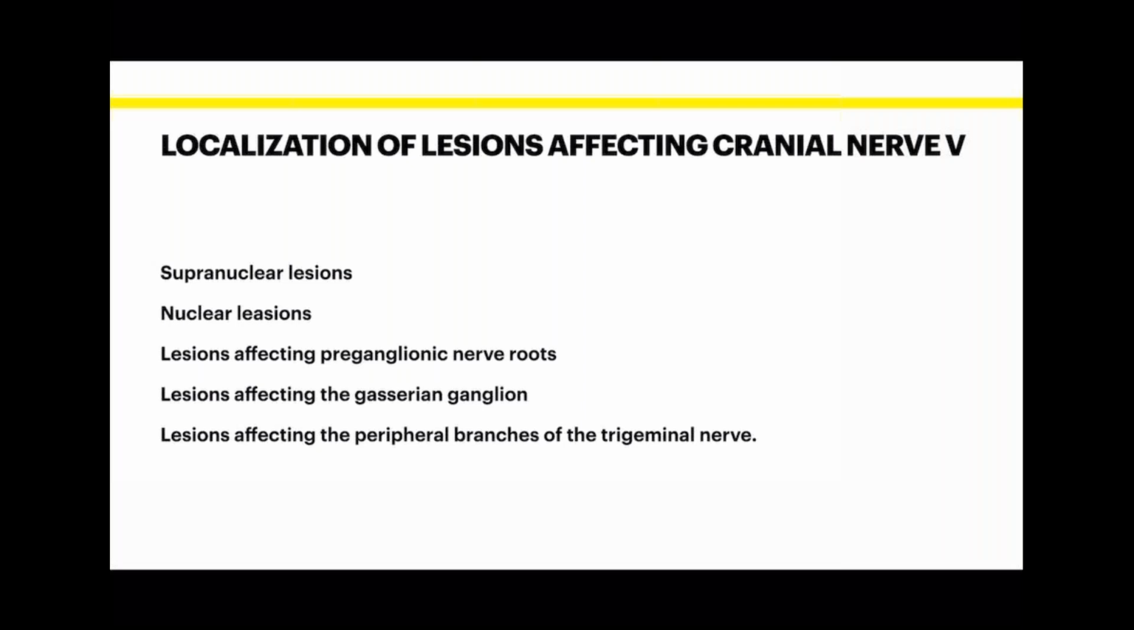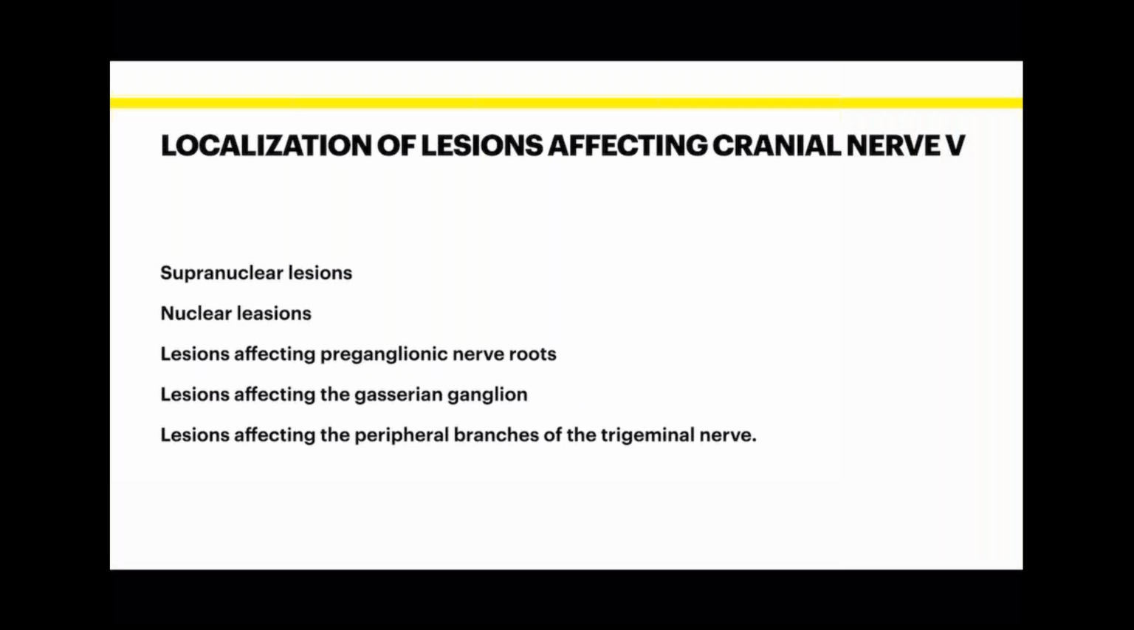Okay, I hope you can remember the anatomy from the pictures. We talked about the anatomy, the course of the trigeminal nerve, and how to test it. Then I will talk about the localization of the lesion affecting cranial nerve 5. We can divide it and think about it.